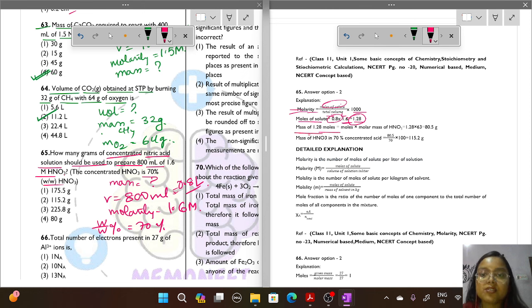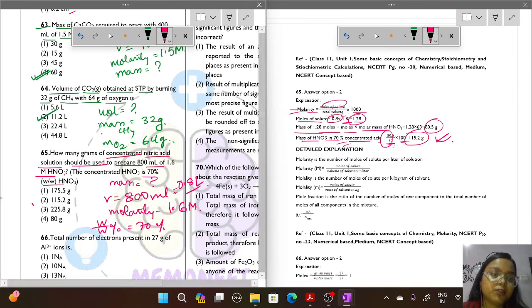Now, what will be the mass of 1.28 moles? It is moles into molecular mass, which means 80.5 gram. The mass of HNO3 in 70% concentrated acid, weight by weight, is given as 70%, right? So it will be mass divided by concentration into 100, which will be 115.2 gram, which is option number 2.